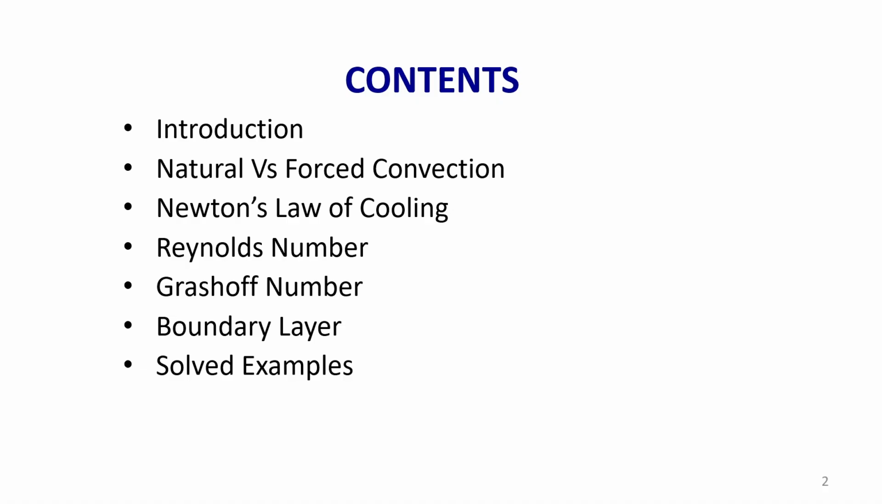Now, let us see the contents of this lecture number 27. Introduction, then we will see the types of convection, natural and forced convection, some dimensionless numbers, that is Reynolds number, Grashof number, the governing law for convection, boundary layer, and the concept of boundary layer, which is very important. There are two types of boundary layers, velocity boundary layer and thermal boundary layer, and a few numerical questions.